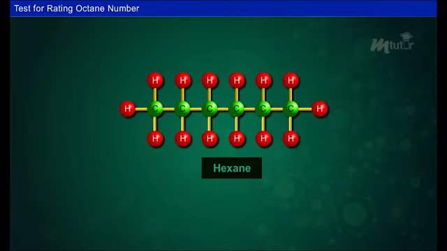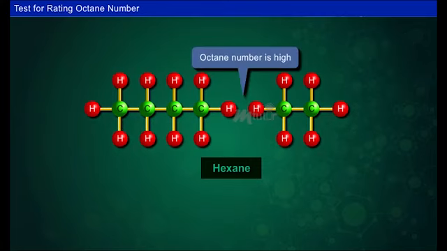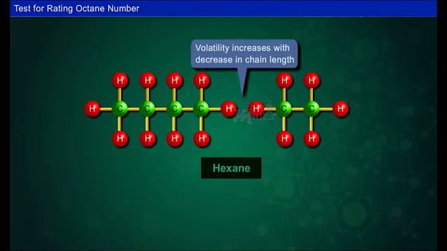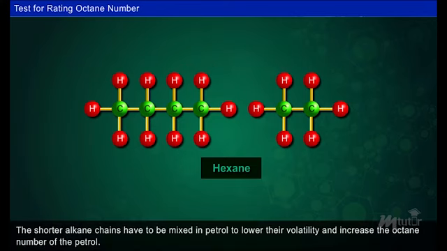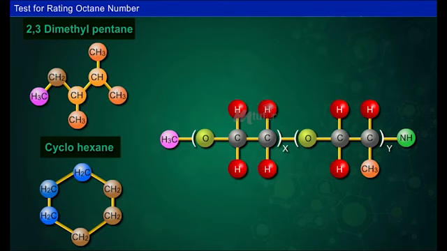Properties of fuel mixed with gasoline. If the alkane chain is short, then the octane number is high. However, the volatility of the hydrocarbon increases with a decrease in the chain length. The shorter alkane chains have to be mixed in petrol to lower their volatility and increase the octane number of the petrol. If the alkane is more branched, then the octane number will be higher. Cyclic compounds have higher octane number than straight chain compounds.